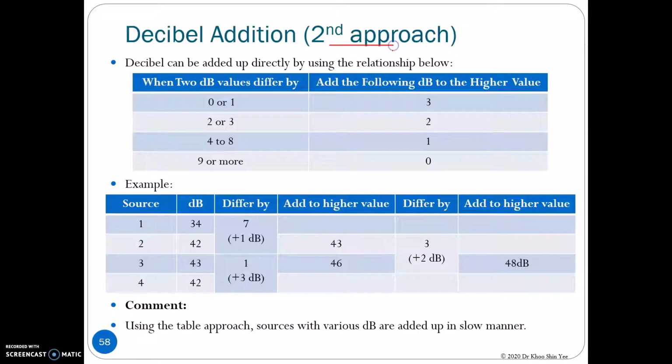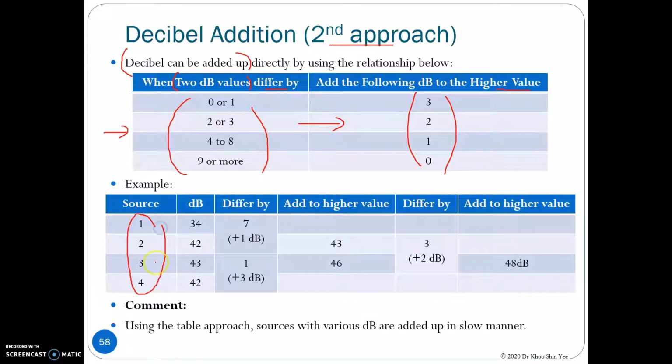In the second approach, we can add up the decibels by using this table. First of all, we need to compare two dB values. If the values between them differ by this number, we need to add the corresponding dB value to the higher number. Imagine that you have 4 sound sources in this case.